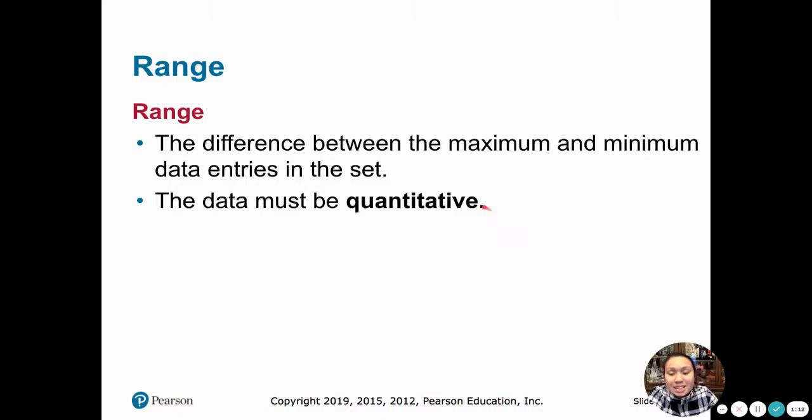It doesn't quite make sense, which is why your data must be quantitative. So what you could do instead is take a look at the number of people who have blue eyes and the number of people that have green eyes or brown eyes, right? That makes your data quantitative. All right, and just a reminder once more, to find the range, you take your maximum and subtract out your minimum from that.